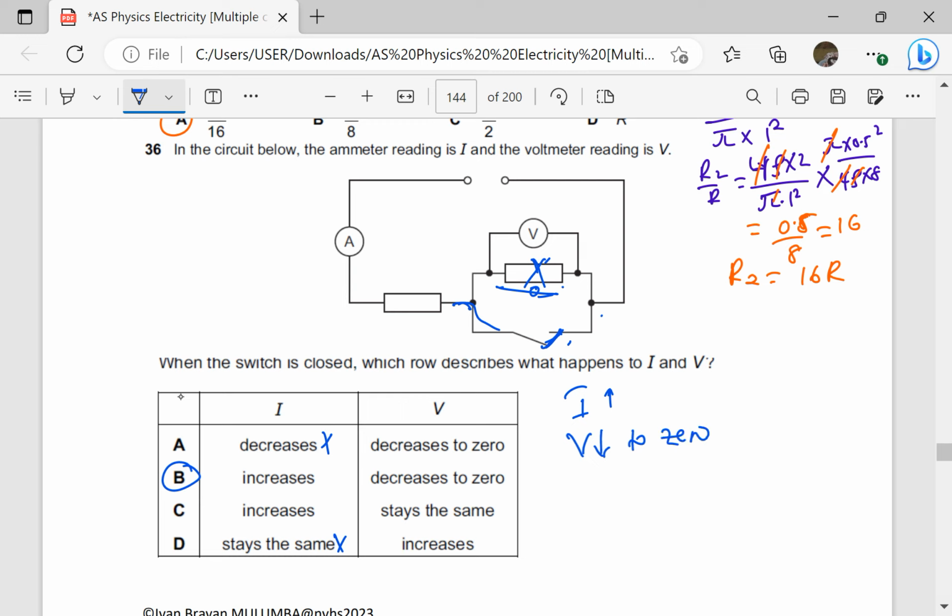Reason: when we close the switch, current will dodge that resistor. Of course, it can't dodge this one because it is in series with the battery. But it can dodge this one because there will be a short circuit here. It will take the least resistive direction.